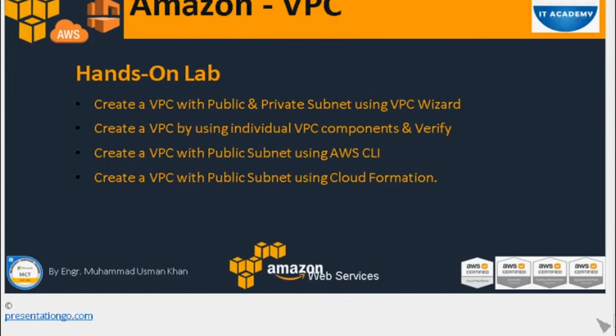We will perform the hands-on lab in the next video. In this hands-on lab, first we will create a VPC with public and private subnets using the VPC wizard or dashboard. Then we will move towards a slightly more complex environment. We will create a VPC using the individual VPC components and verify it. Then we will create a VPC with a public subnet using the AWS CLI, and last but not least, we will do a CloudFormation-based deployment at the end of this course.